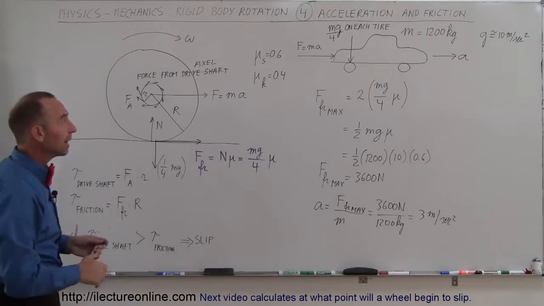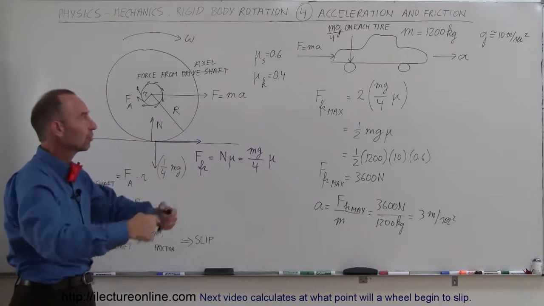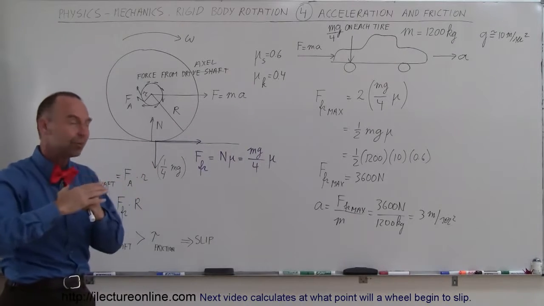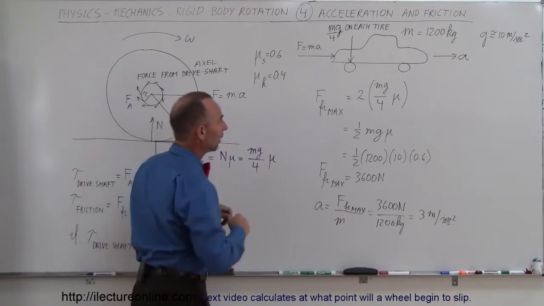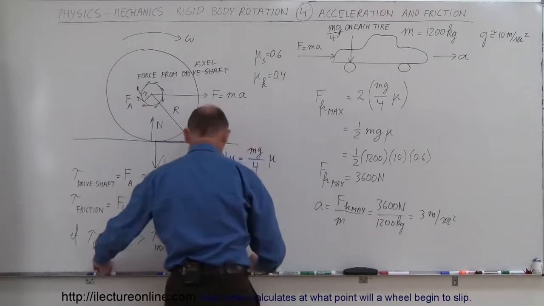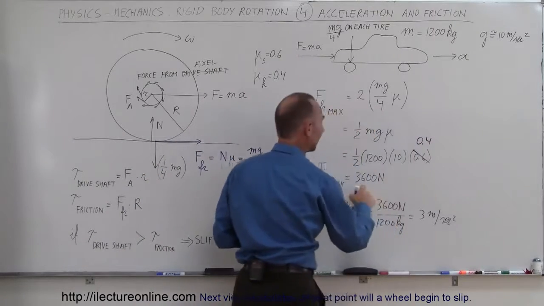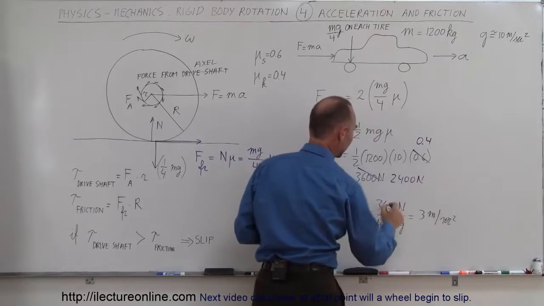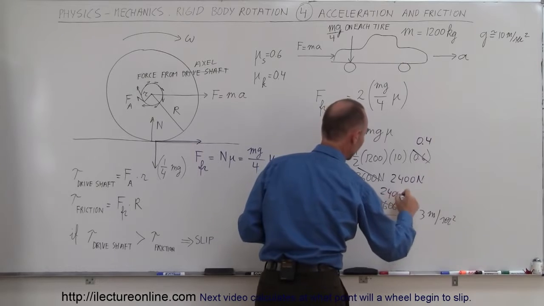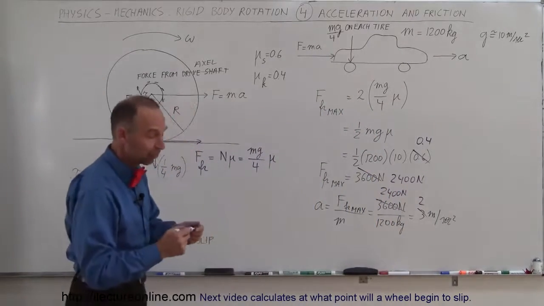For example, let's say that the car has so much power that it actually makes the tire spin across the road so that there's no longer static friction between the tire and the road, but kinetic friction. Let's say kinetic friction is only 0.4. What happens then is, let me use a different color, this here would go to 0.4. Then this would only be 2,400 newtons. And notice now you only have the ability to accelerate at 2 meters per second squared.